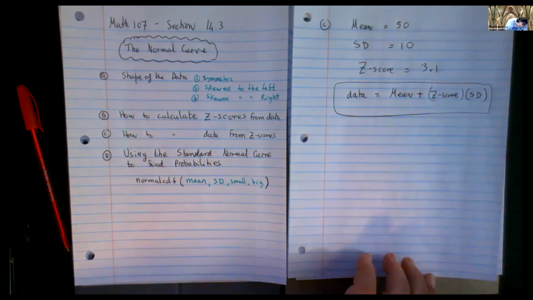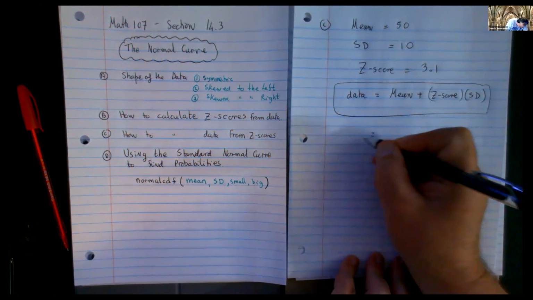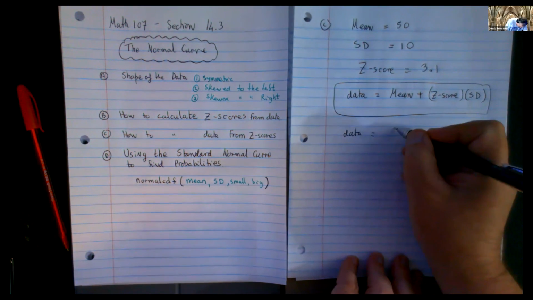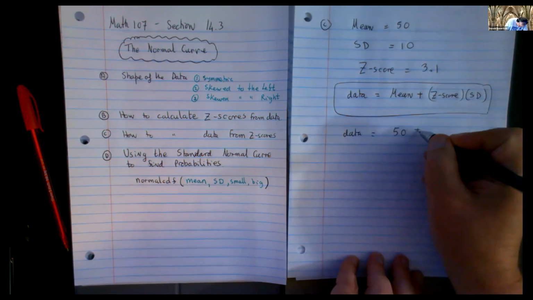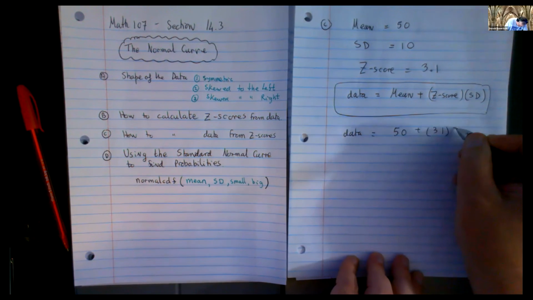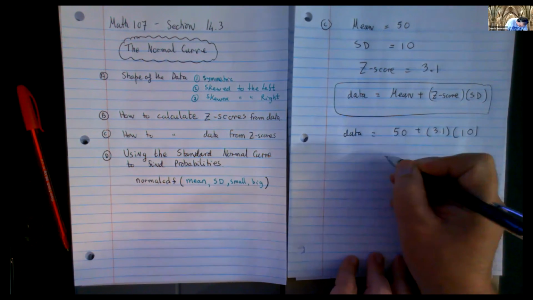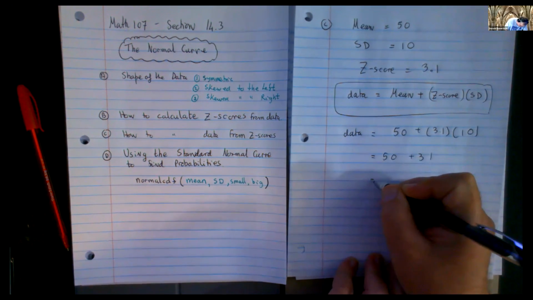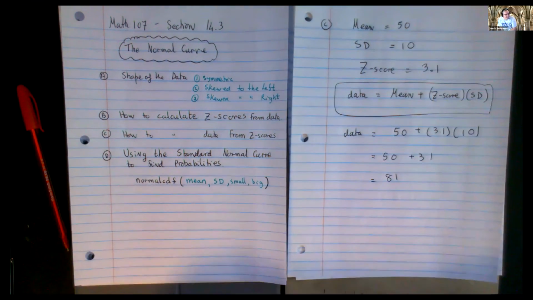Right. Well, let's put this one into practice. What did the person get in the test? What's his data? Well, the mean was 50. The z-score was 3.1 times 10. So that would be 50 plus 31. So that person would have got 81 in the test.